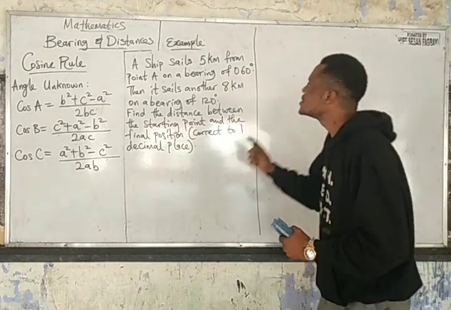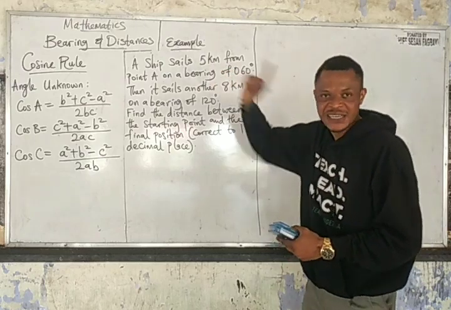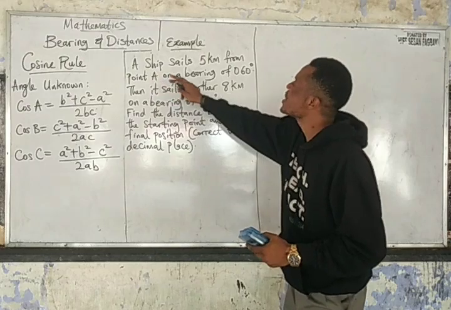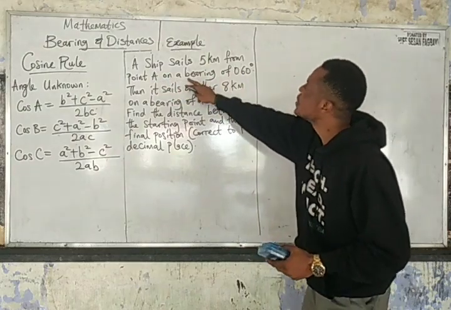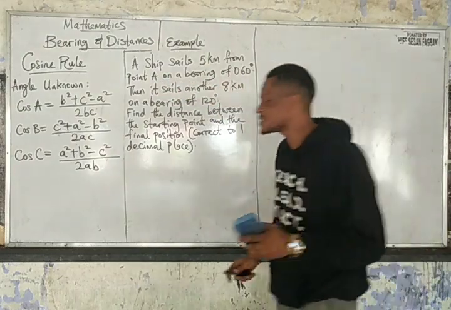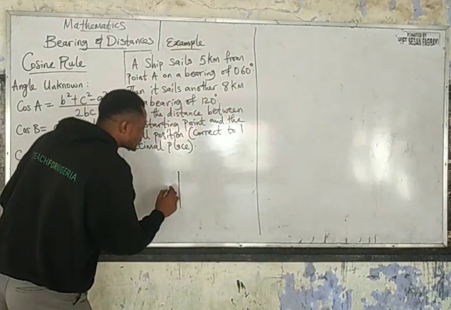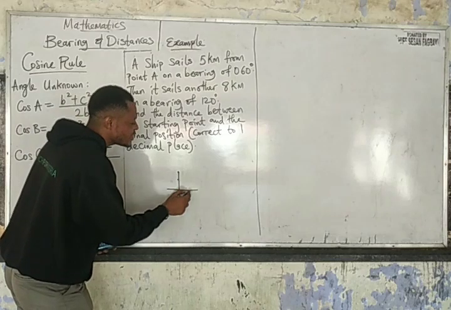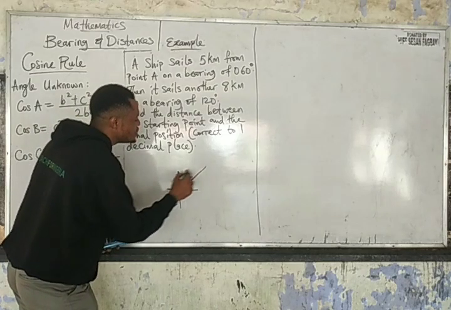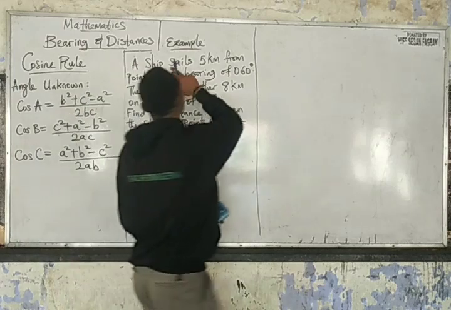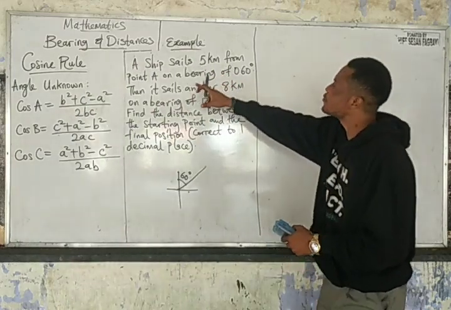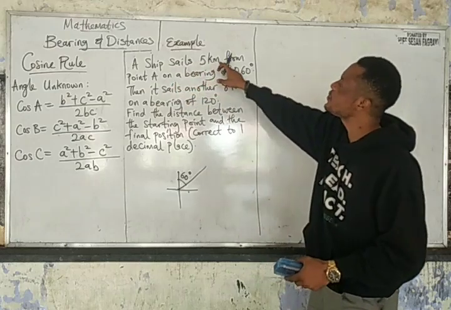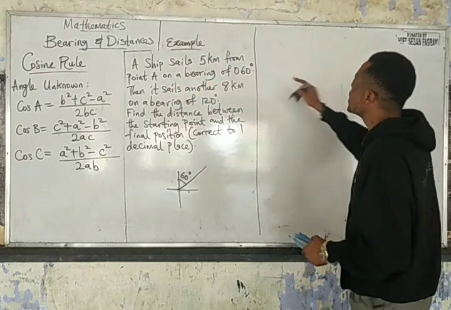A ship sails across the distance of 5 kilometers. That's the distance. Then from point A to a particular place on this bearing 60 degrees. So it's like they are giving us a true bearing. From what we had in the previous video, from here to here is 90. So definitely 60 will be around here. From point A, the ship sails 5 kilometers on this bearing 60.